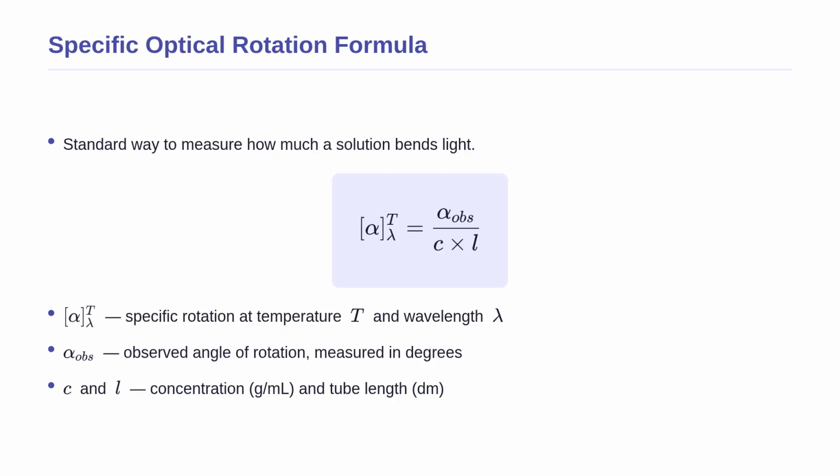In the denominator, we have the concentration of the glucose solution in grams per milliliter multiplied by the length of the sample tube in decimeters. If you increase the concentration, or the tube length, the observed rotation will increase because the light passes through more sugar molecules, but the specific rotation itself remains perfectly constant.